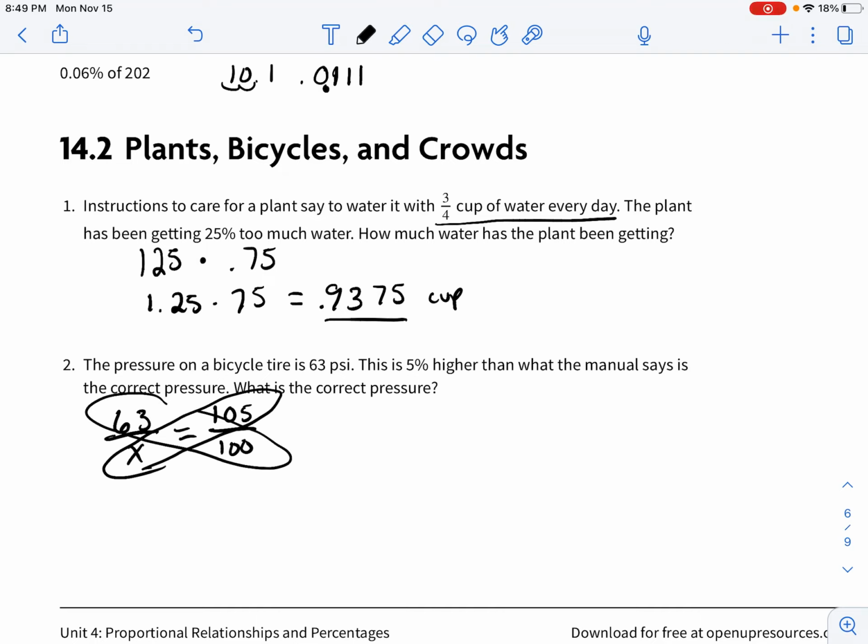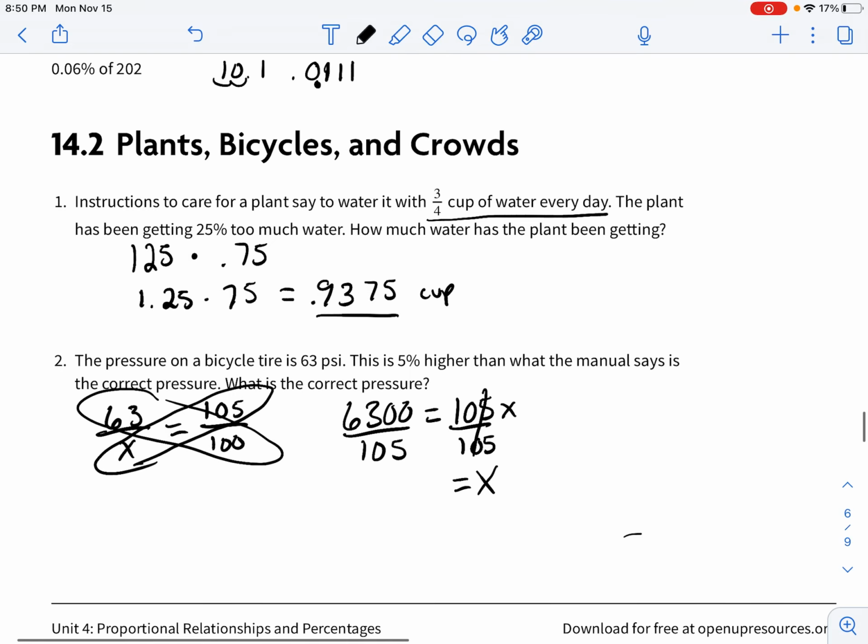When you take the cross product, you get 6,300 is equal to 105x. So once again, to undo multiplication of the 105 and x, you have to divide by 105. And so that's going to cancel out. And then when you get 6,300 divided by 105, it's going to be right at 60. So 60 psi is what the tire should be at. That's what the manual recommends for full capacity.